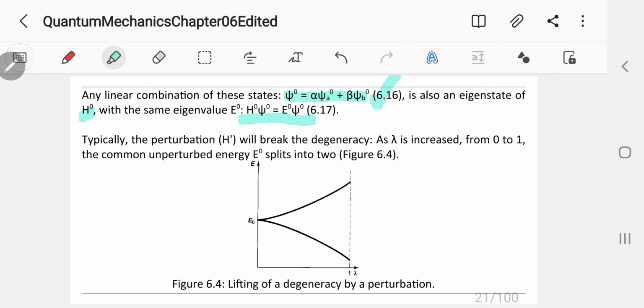Typically, the perturbation will break the degeneracy. So if you disturb the potential a little bit, the degeneracy will break. So if you have two wave functions with the same energy, when you do the correction, one of the wave functions will have this energy and the other one will have that energy, so they will split into two.